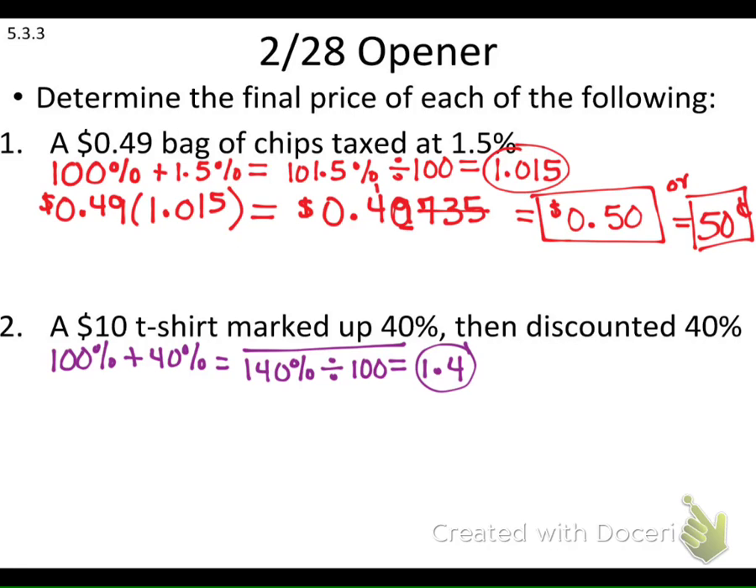So now I have to find out the multiplier for if it's discounted by 40%. So I do steps 1 through 3 again. So again, I start at 100%. Now, if it's discounted at 40%, what does that mean I do? Yeah, it's going to be a subtract. So it's going to be a decrease in price, which equals 60 what? Okay. Now what?